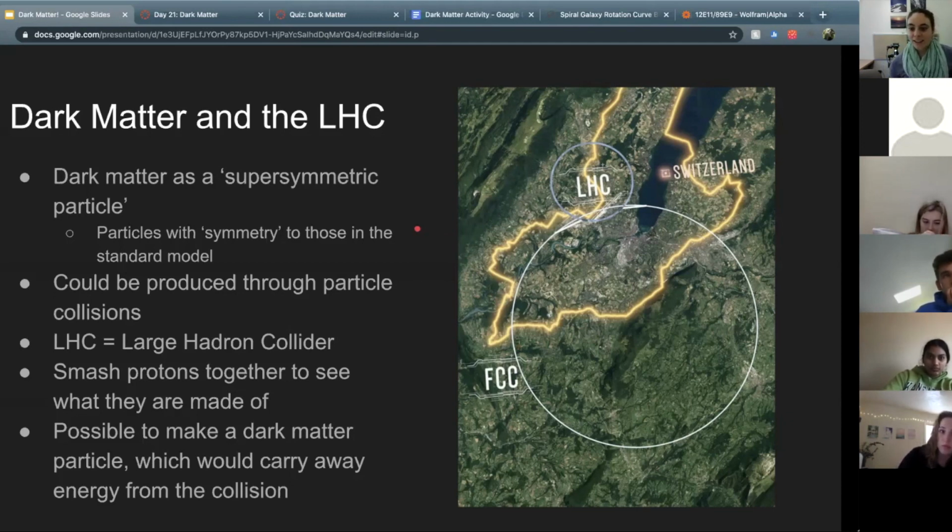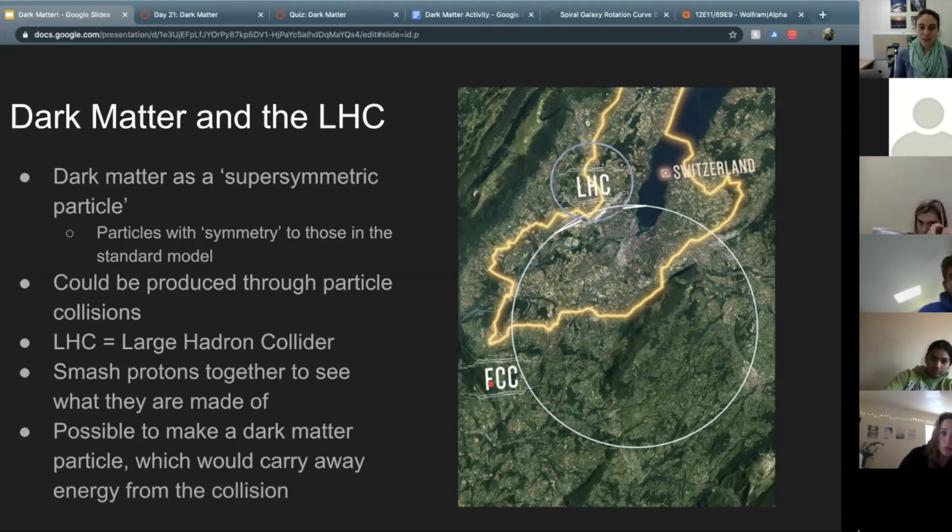And yeah, Geneva is right here. So this is a huge thing. I don't know the actual radius of the future circular collider, but it would be very, very big and cost billions of dollars to make. But it would be pretty cool. Could potentially answer more questions about what our universe is made of.